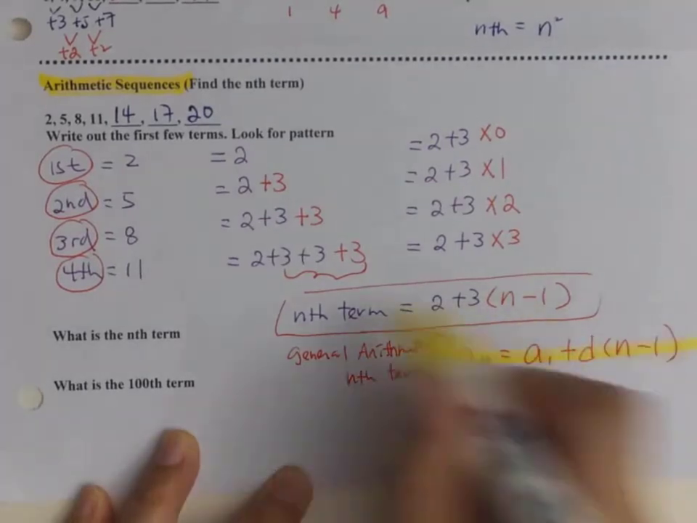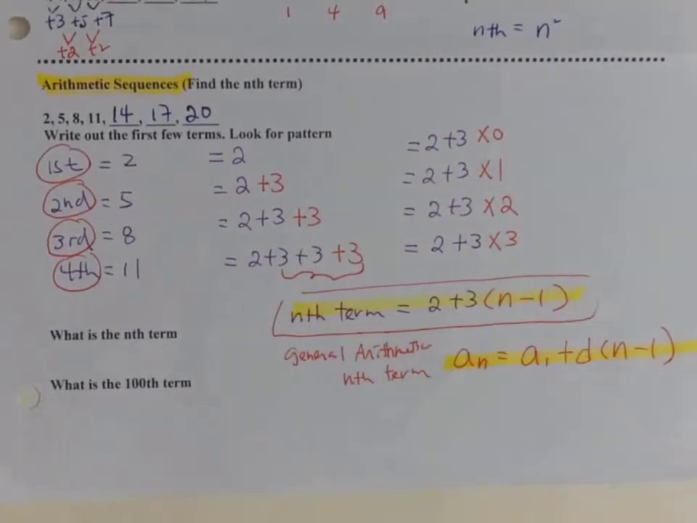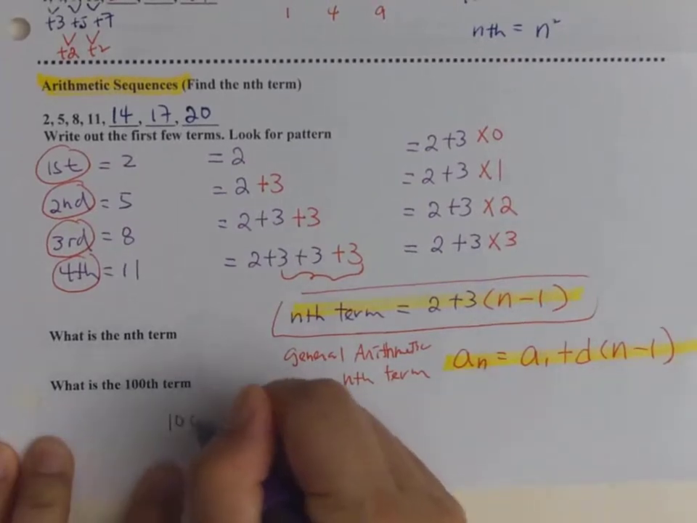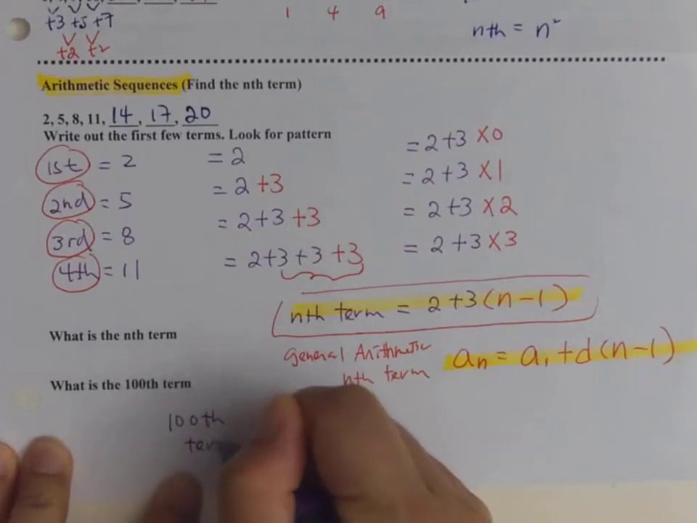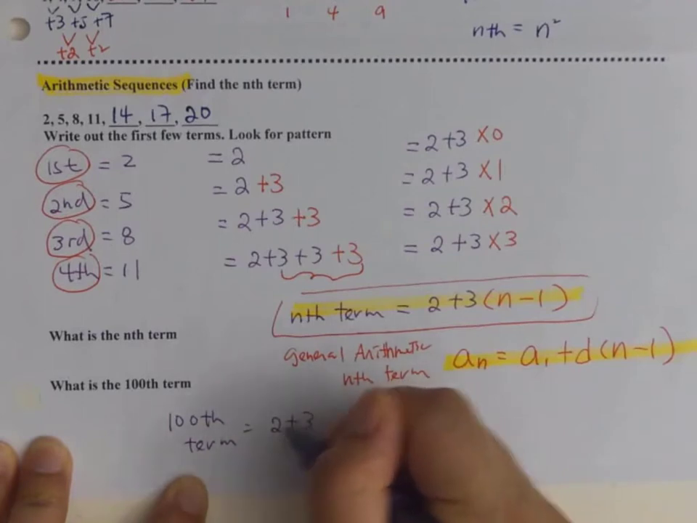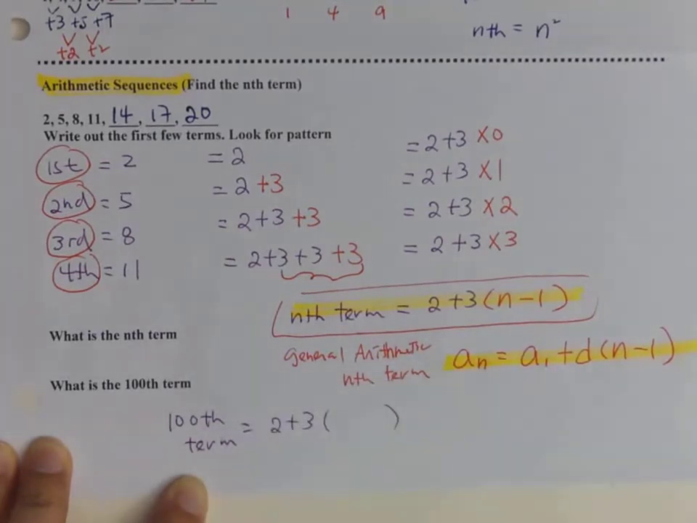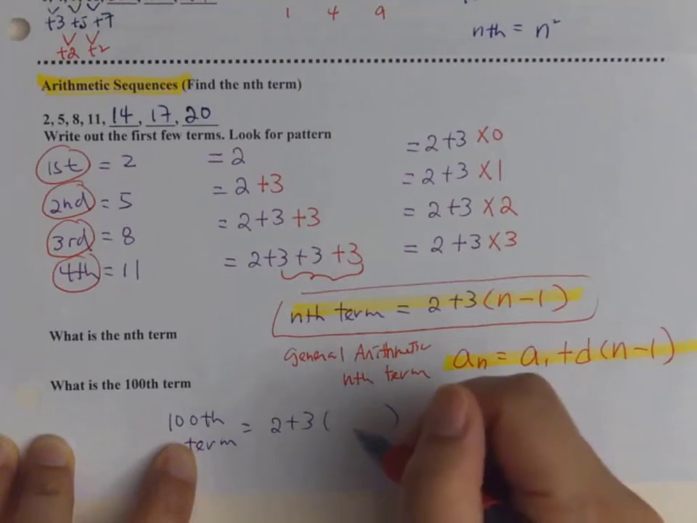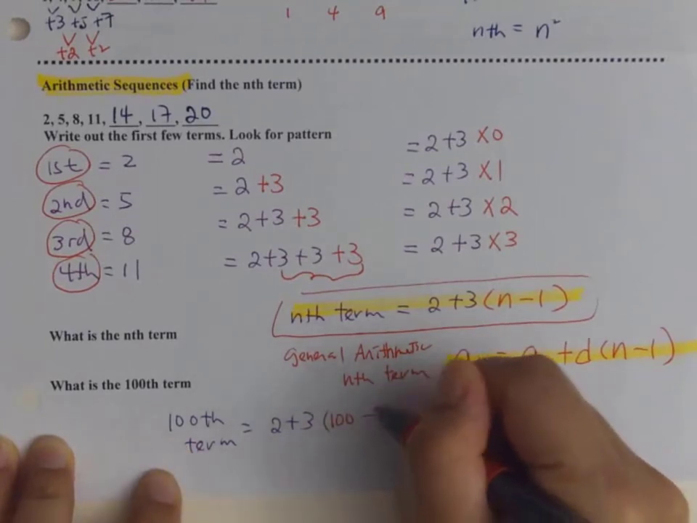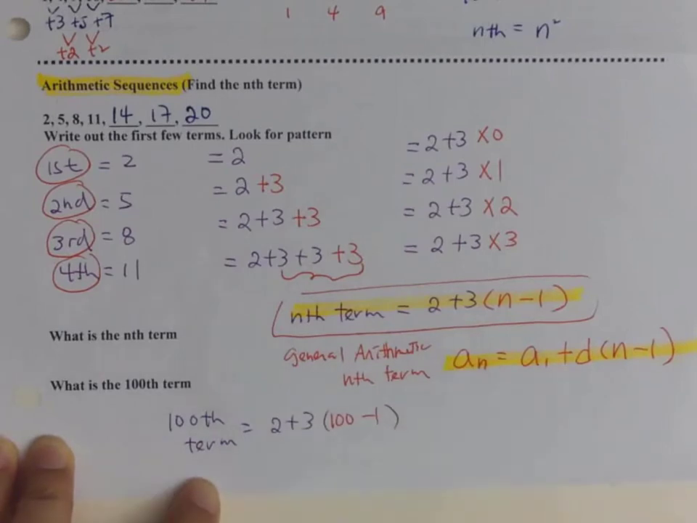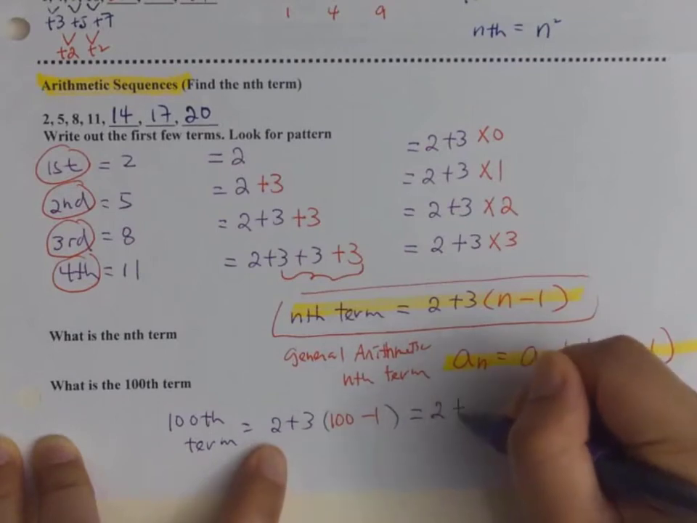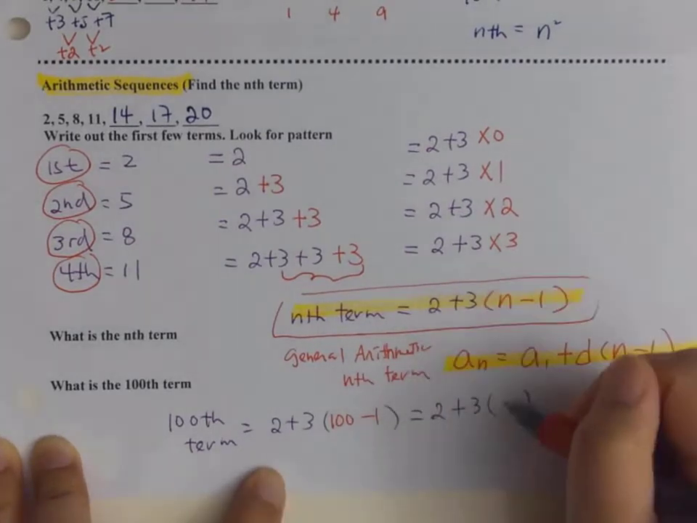Okay, so that's the nth term, and then we need the 100th term, so we just do the same thing, right? So we need to find the 100th term. This sequence particularly starts from 2 plus 3, right? And then I need to multiply by n, which is the term, we have 100, and then minus 1, right? So 100 minus 1 is 99. Make sure you follow the order of operations. 2 plus 3 times 99.